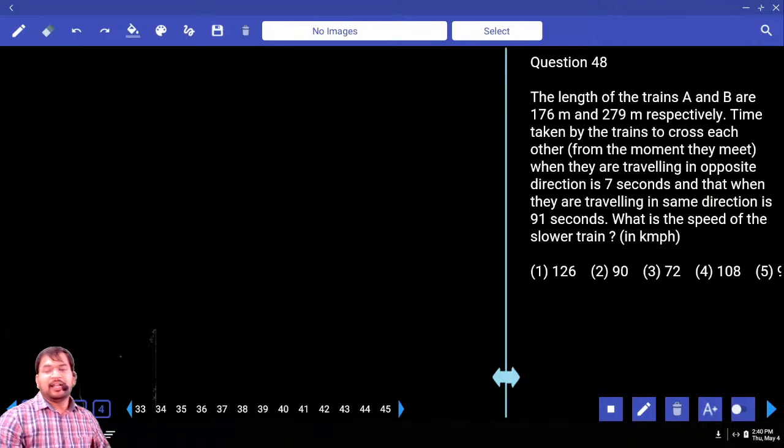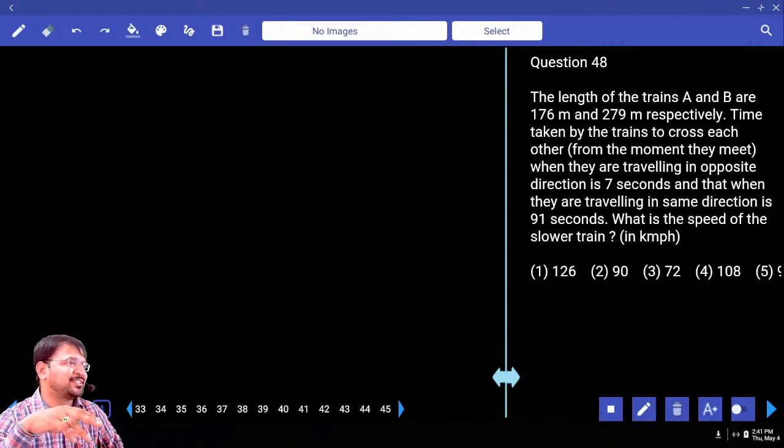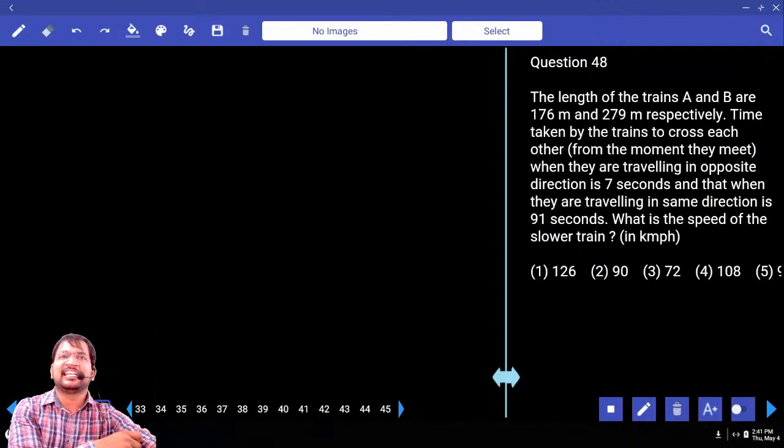Whatever it may be, in order to confuse the students, they are giving slower train and faster train. If 2 trains are there, one train is always faster, another train is always slower. Yes or not? Simply they gave it in order to confuse the students. Don't bother about the terminology. Are you clear? Whenever one train is crossing another train, distance is nothing but length of train 1 plus length of train 2.